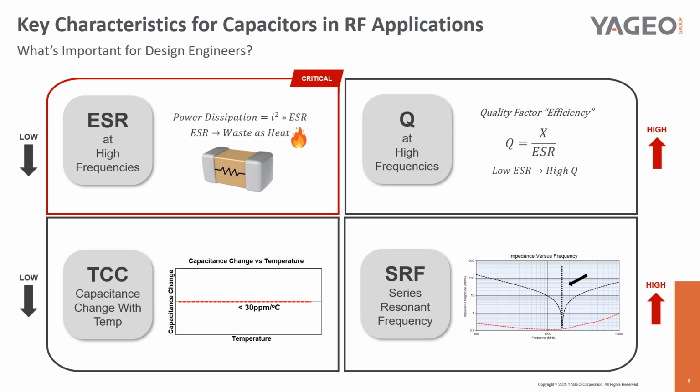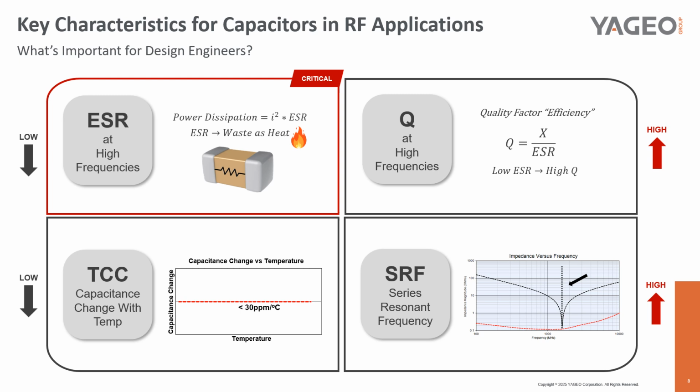The second is Q, or quality factor at high frequencies, which represents the efficiency of the capacitor. Q is directly related to ESR in that lower ESR means higher Q because they are inversely proportional. RF capacitors have very high Q for two reasons: their low capacitance and their low ESR, so it's a two-factor reason why Q is a high value. ESR and Q, these top two, are by far the most important characteristics in RF capacitors. That's why they're often called high Q capacitors.